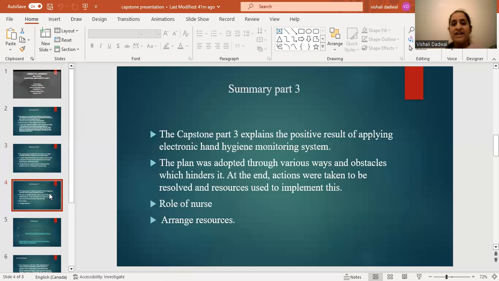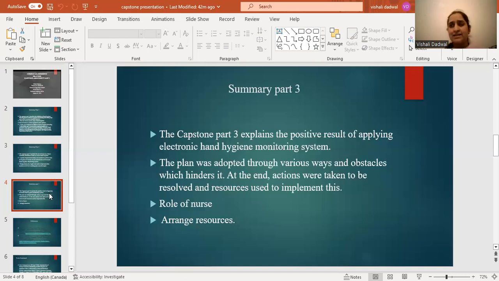In Part 3, I explain the positive result of applying the electronic hand hygiene monitoring system. The positive result is always a good result. If we install an electronic hand hygiene monitoring system in the hospital, hand hygiene is improved, which protects every person in the hospital from any type of infection. The plan was adapted through various ways and obstacles which hinder it. At the end, actions were taken to resolve them and resources were used to implement it.